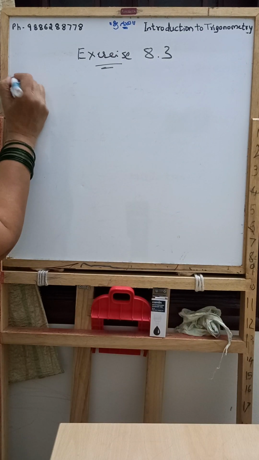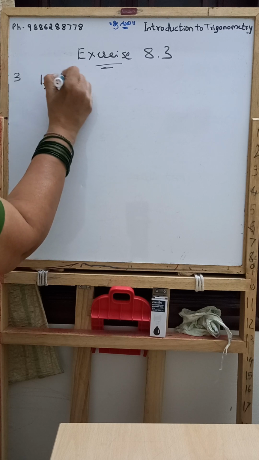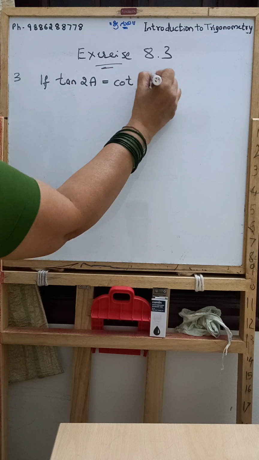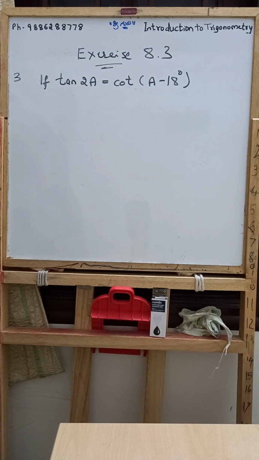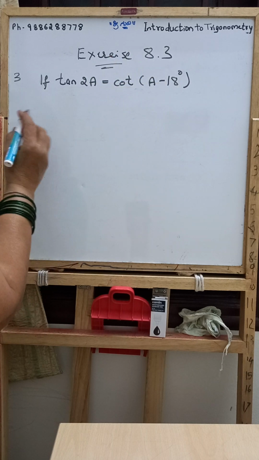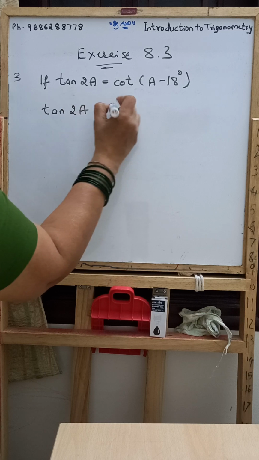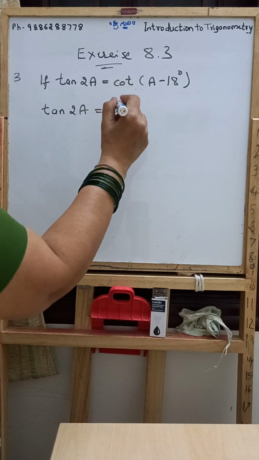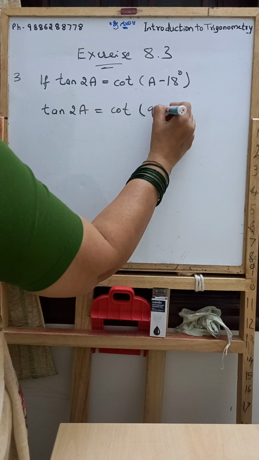Now the third one. If tan of 2a is equal to cot of a minus 18 degrees, where 2a is an acute angle, find the value of a. Tan of 2a is equal to cot of a minus 18 degrees. That is, tan of 2a is equal to cot of 90 minus 2a.